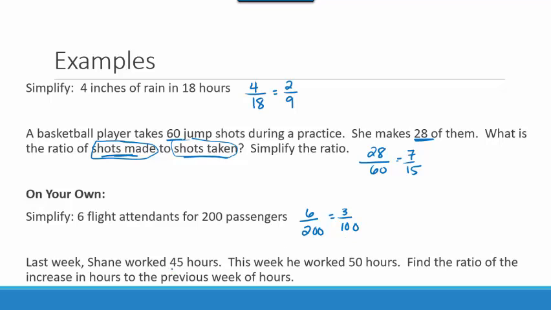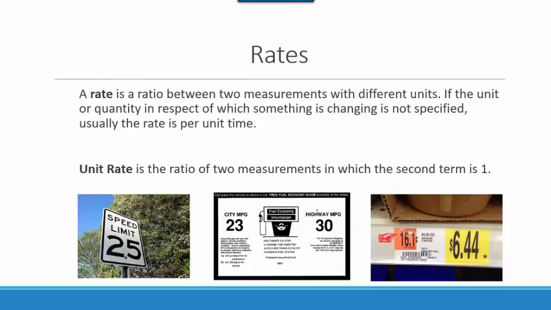And then this one was a little tricky. Last week he worked 45, this week he worked 50. The question asks for the increase in hours to the previous week of hours. So how much did he increase going from 45 to 50? Well, he increased by 5 hours, so that would be the first part of our ratio. The previous week was 45, so it would be 5 to 45, which if you divide those both by 5, you get a final simplified ratio of 1 to 9.